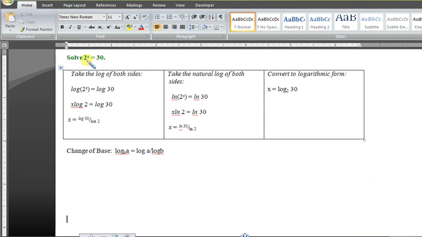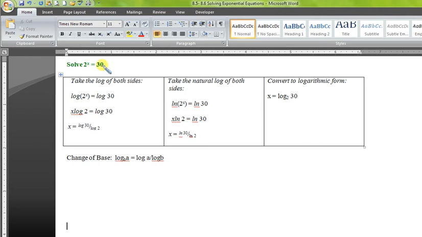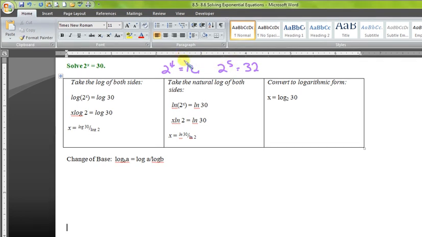In this example, we have 2 to the x is equal to 30. Now, it's very clear that we cannot change 30 to a number that has a base of 2. For example, if we just take a look at 2 to the 4th, we get 16, and 2 to the 5th is equal to 32. And so there is actually no whole number that we can set equal to it with a base of 2 that will yield the 30.